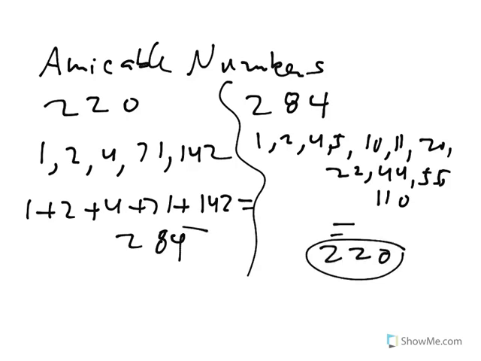It's very rare that this happens, that the sum of the factors, not including the number itself, of one number add up to something, and if you take that thing they add up to, and take the factors of that and add them together, not including the number itself, you get back to the first number.